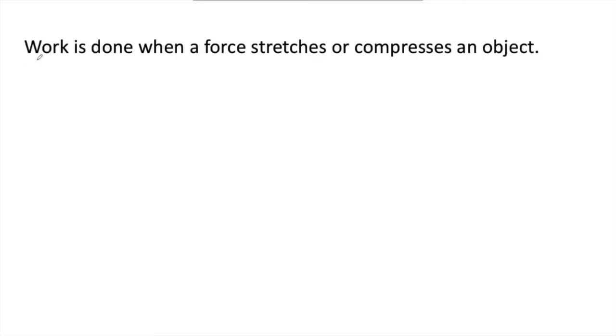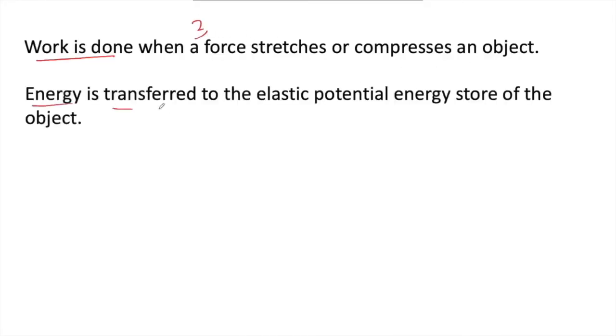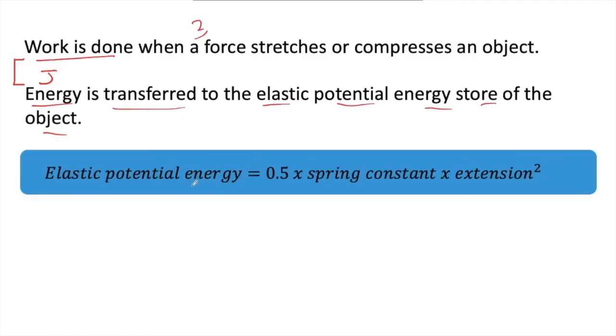Work is done when a force stretches or compresses an object. And in this case, remember we're talking about two forces needing to stretch or compress objects. And energy is transferred to the elastic potential energy store of the object. So we know that work done and energy are both measured in joules, because work done is the same as energy transferred. So when you compress or stretch an elastic object, it will transfer energy to the elastic potential energy store. And this equation links our factors.